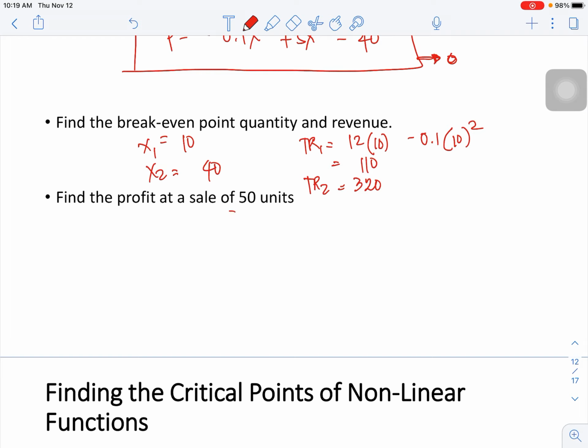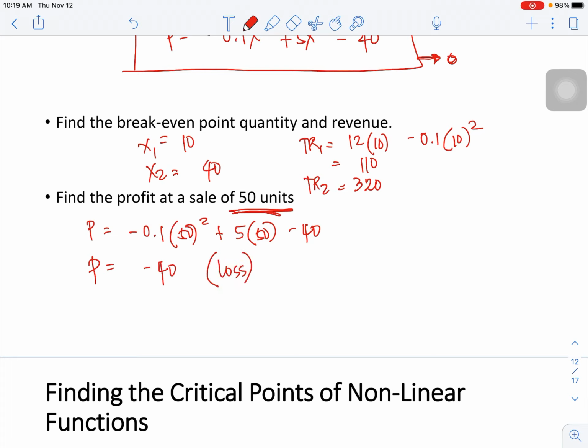Next, find the profit at a sale of 50 units. We just need to substitute 50 in our equation. P is equal to negative 0.1 times 50 squared plus 5 times 50 minus 40. So P is equal to negative 40. So this is a loss.